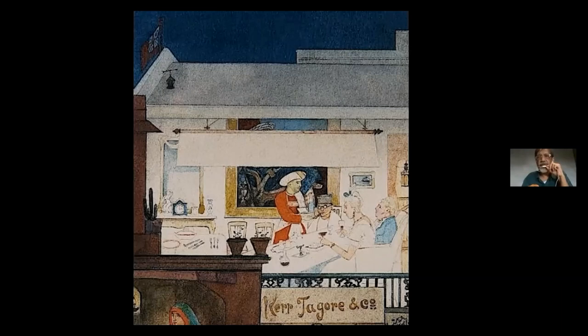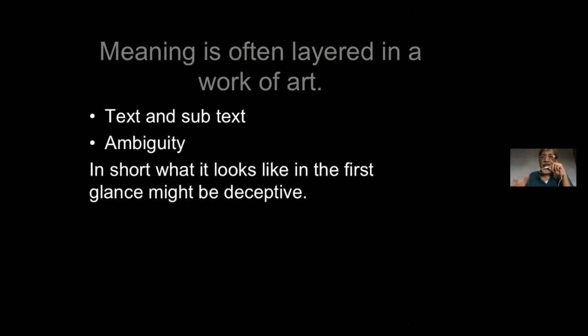So it's like a pyaaz, like an onion, you know, it opens layer by layer by layer. So some information is required. You also have to have a very keen eye. It's not that you will get the message in one go, like you would with an IBM logo. Right? And meaning is often layered in a work of art.